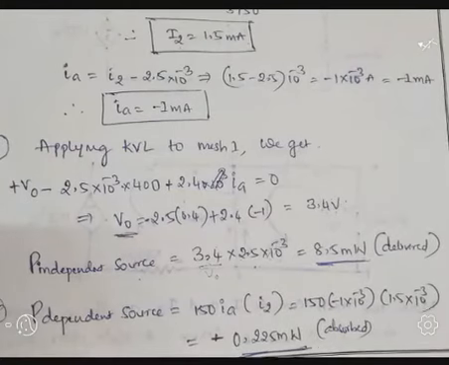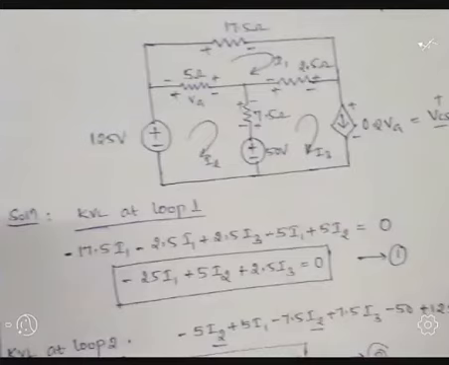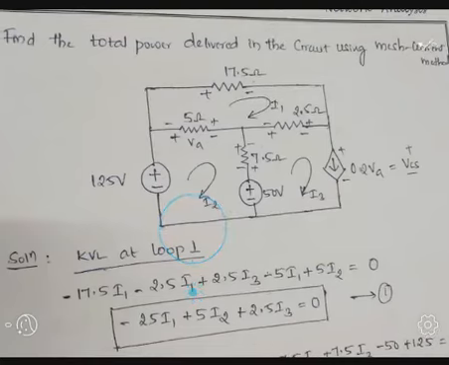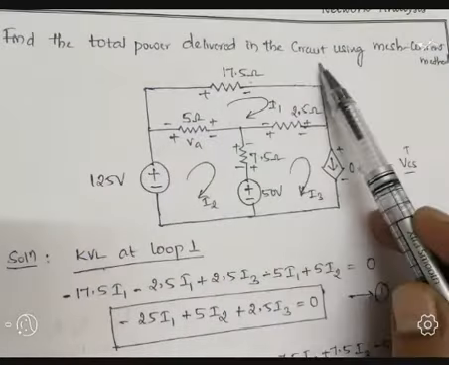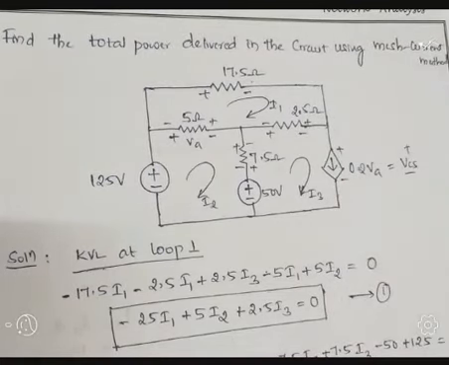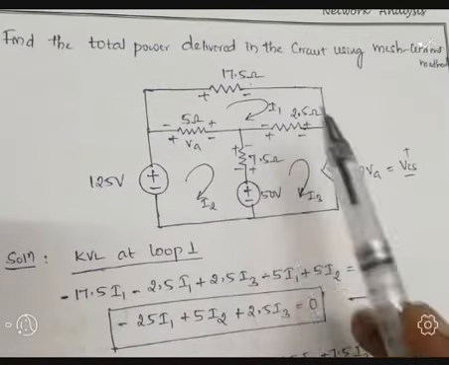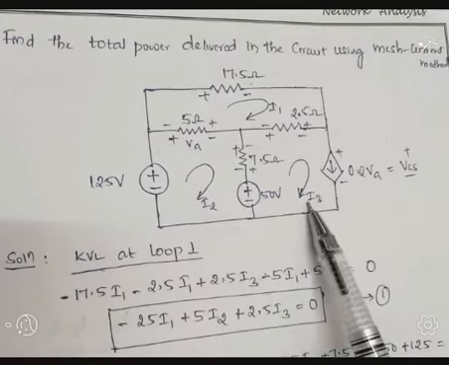So I will take one more example. Find the total power delivered in the circuit using the mesh current method, or we can say loop analysis method. Both meanings are the same. So let us observe the network. This network consists of 3 loops. The first loop is represented by the loop current I1, the second loop by the current I2, and the third loop by the current I3.